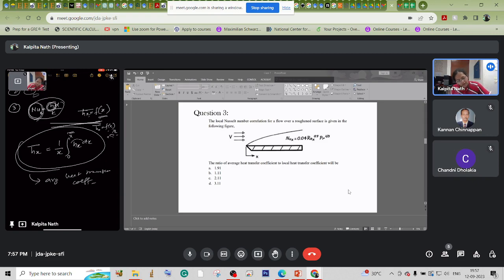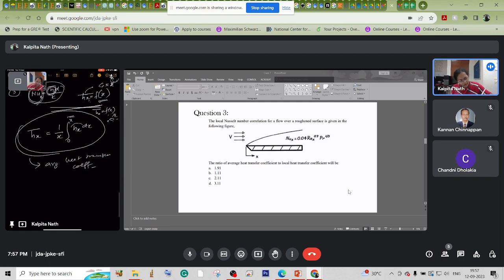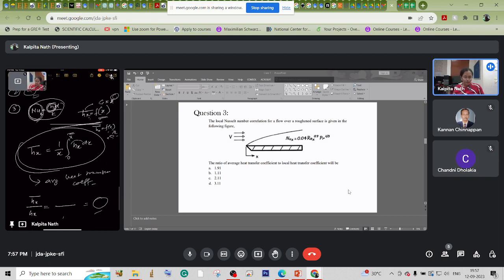And for the local one also, it will be some constant, the constant will be the same, but into x raised to the power again something. So if we divide, we have to find hx average to local. This will give some ratio, that is some value. So now you can easily solve this, as I've already explained how to solve this. I'll give you 2 or 3 minutes at most to solve this, and then we'll carry on with the solution.